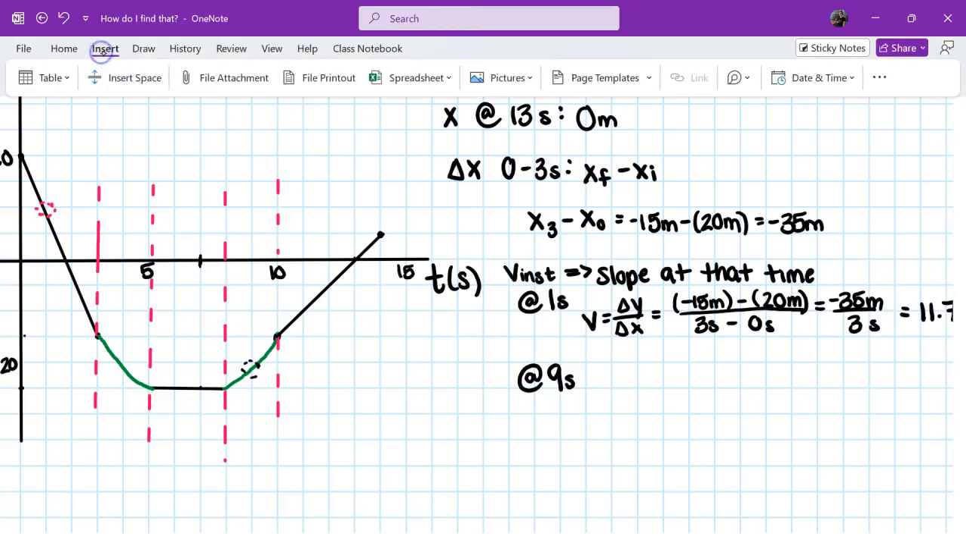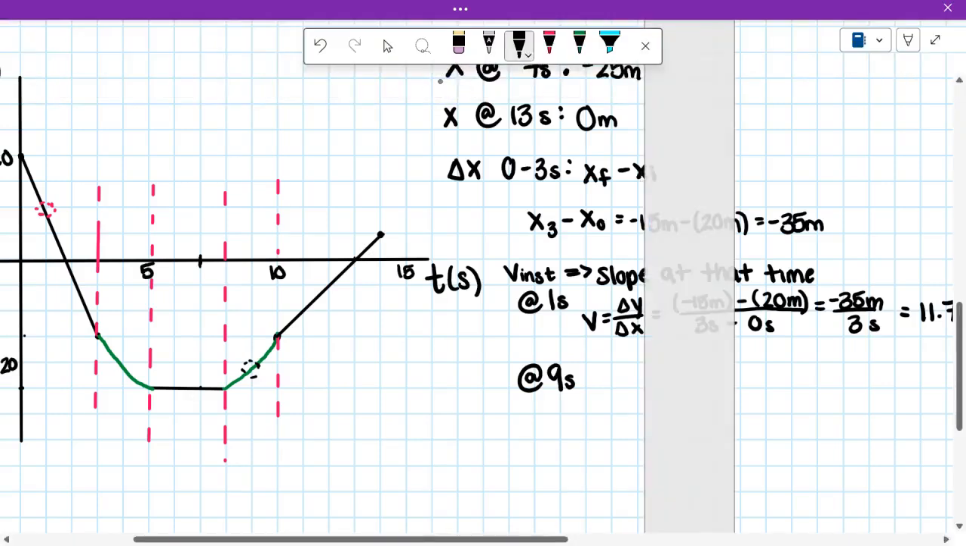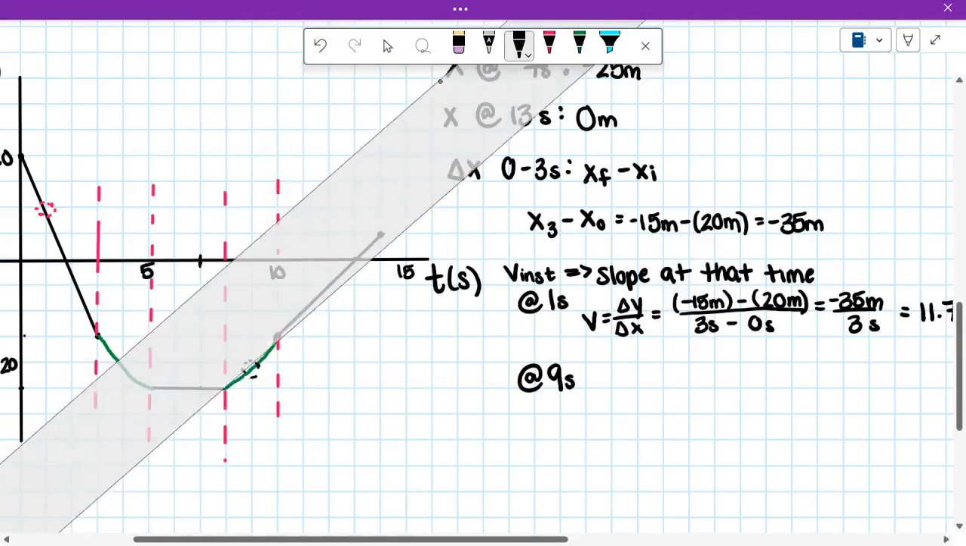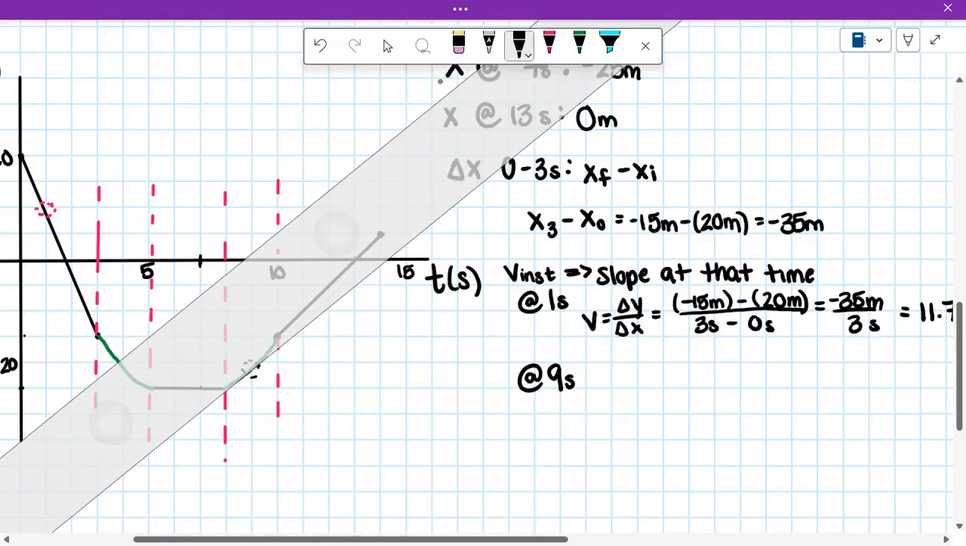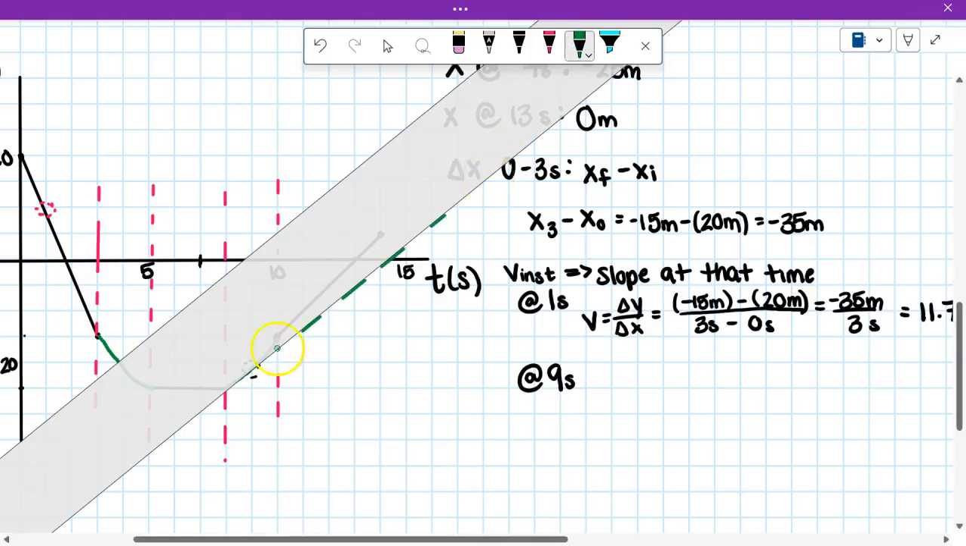So we can't really find the slope of a curve, but what we can do is find the slope of the line tangent to that curve. If a line is tangent to a curve or another line, it means it hits that curve once and only once. So I'd get a straight edge and draw a dashed line to represent my line tangent to that curve.